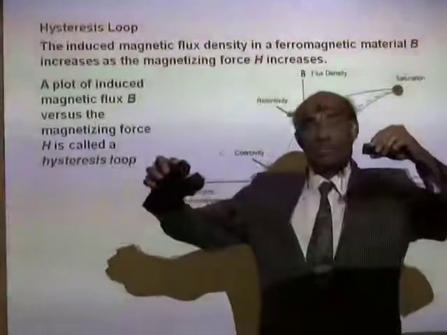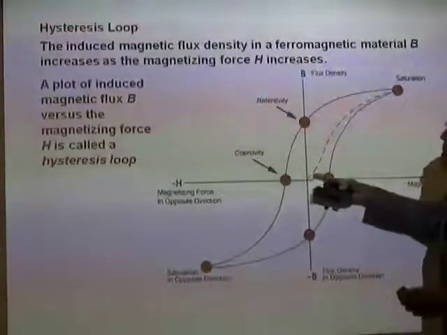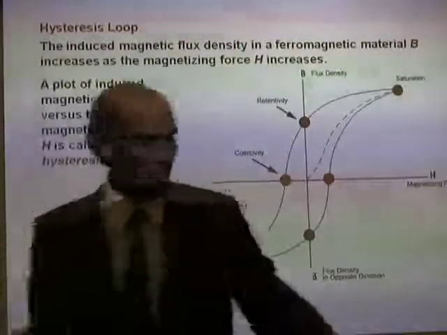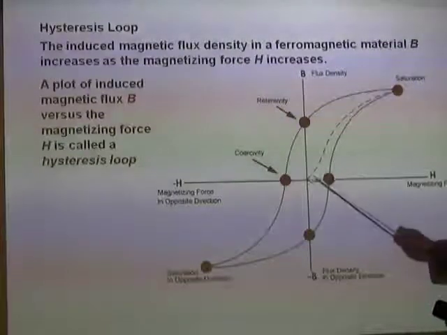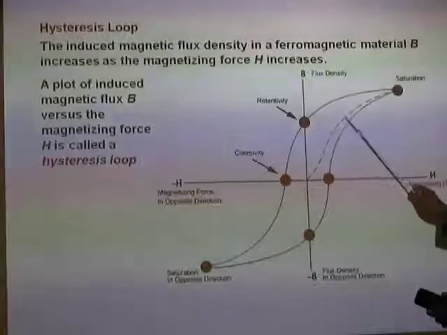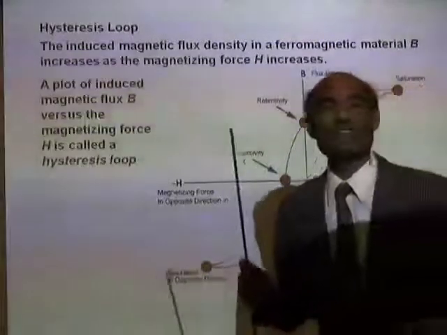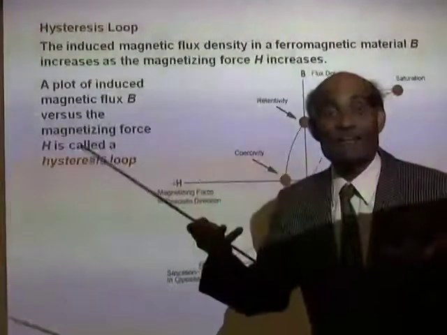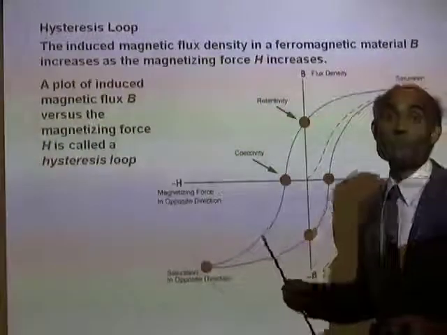Now, I'm going to increase the magnetizing force. As the magnetizing force increases, the induced magnetic flux also increases. So this is where we start, and we increase the magnetizing force, the induced magnetic flux increases, and this is the path until we reach a saturation point. What does saturation mean? All the magnetic domains are aligned, and it has reached saturation, and you cannot attain any more magnetization.